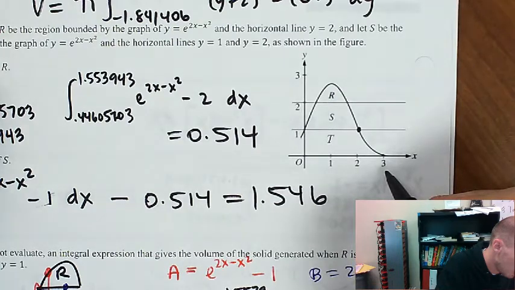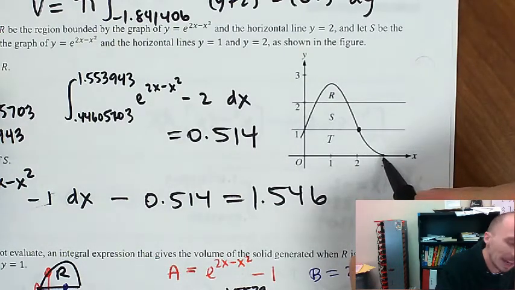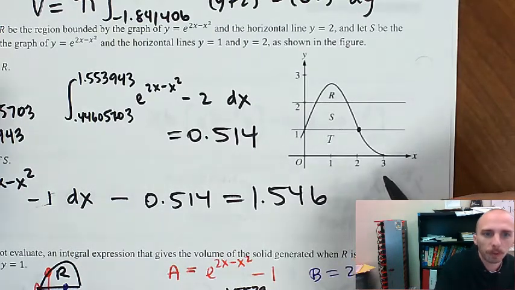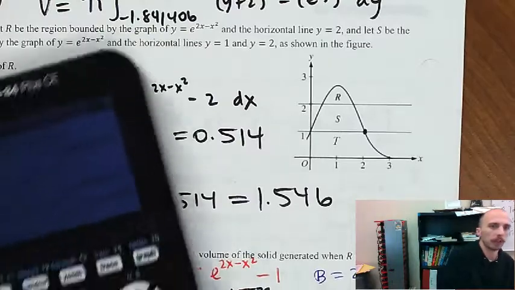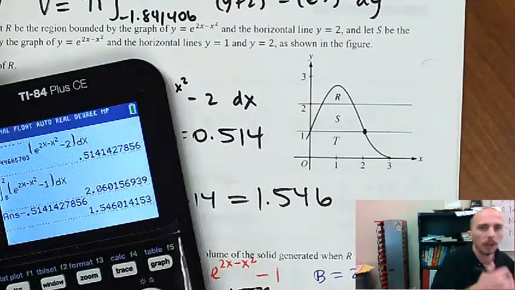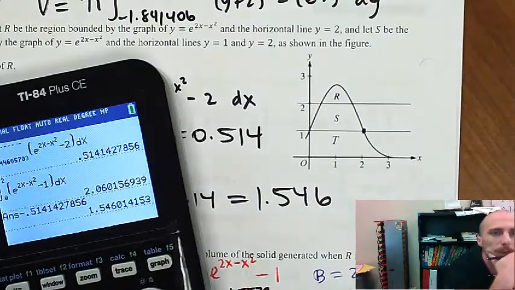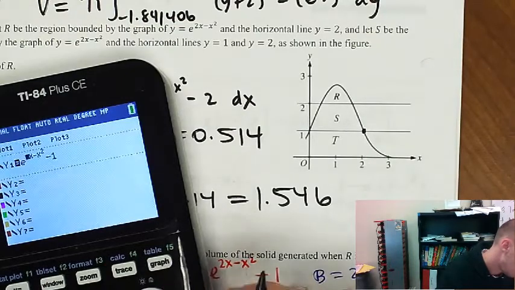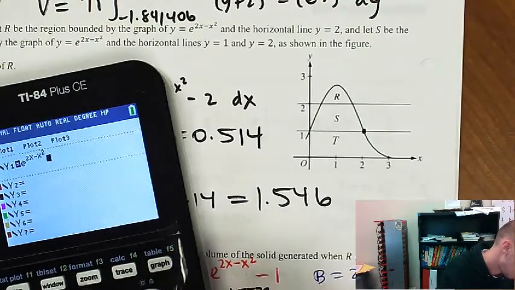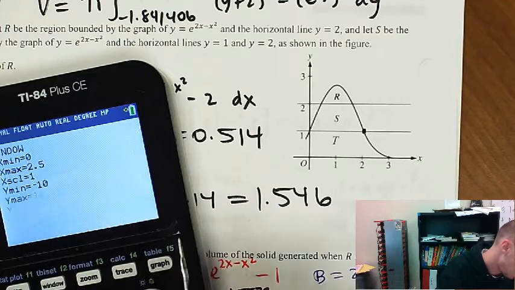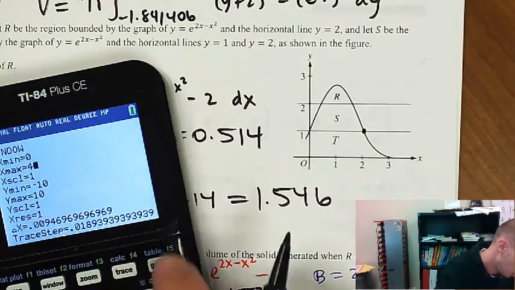E to the 6, well, it doesn't actually connect. That's troublesome. Hold on, let me make sure that that doesn't actually connect. Make sure I'm not missing something. Y equals e to the 2x minus x squared. And we'll go all the way to 4.